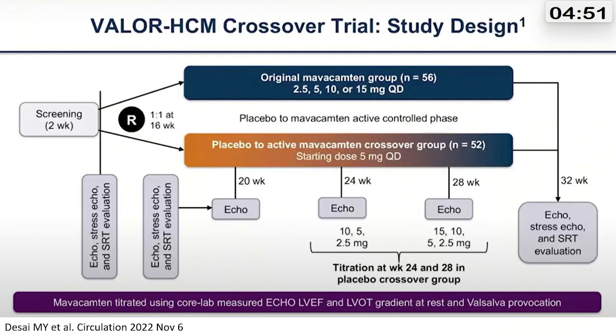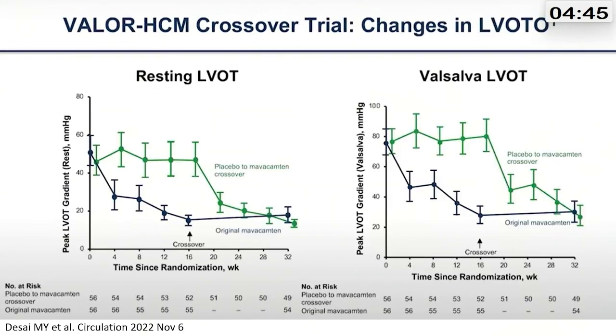The VALOR-HCM crossover trial, where the placebo arm was allowed to receive mavacamten as well, had results as expected. Those in the placebo arm who received mavacamten had similar results to those in the original group. And the interesting part about this slide is that the arm that received mavacamten from the start had a sustained effect throughout the study.